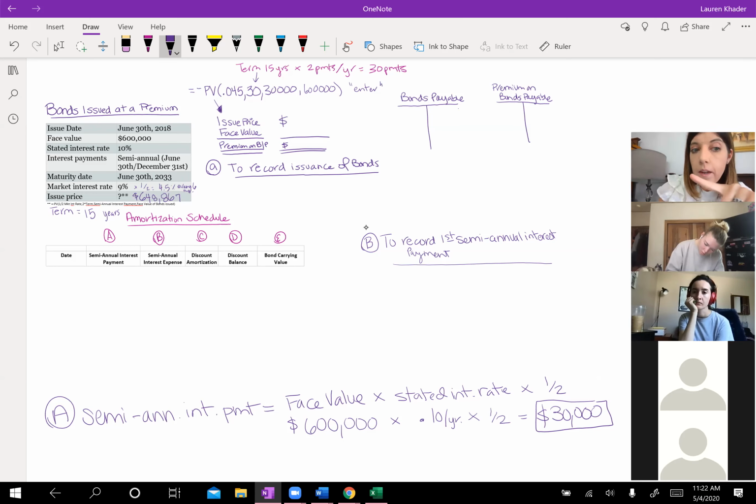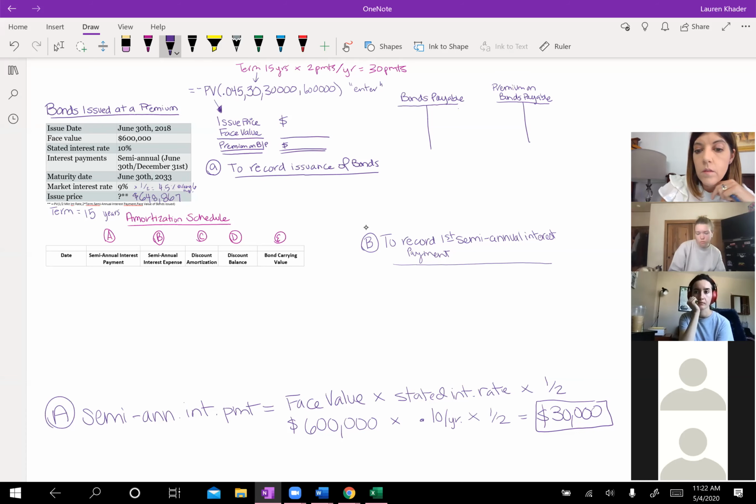So if they only paid interest 1 time per year for this example, in that calculation, you would show 0.09. The number of payments would be 15 because you only have 1 payment per year and the term is 15. Interest payment would be 60,000 because that's how much interest you would be paying for 1 year. So it changes the first 3 numbers in your present value calculation. And it also changes what you're calculating down here for interest payment and interest expense each period.